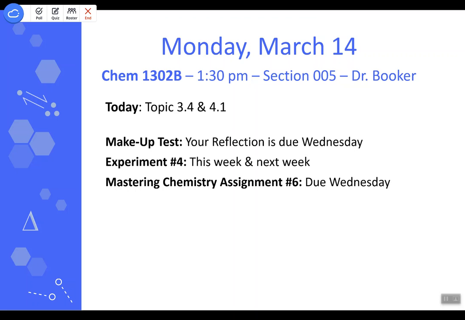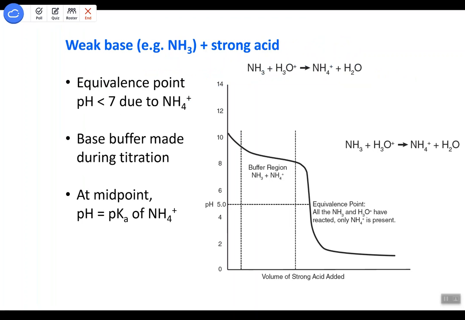Okay, so today we are wrapping up topic 3.4. We're going to go ahead and get started. So topic 3.4, looking at buffers and titrations, and then jumping into our second final chapter, chapter 4. That is our plan for today.